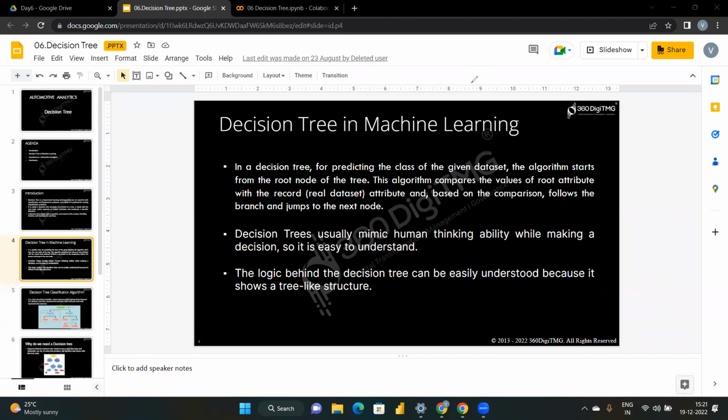However, decision trees in machine learning can become overly complex, so pruning of the tree structure is necessary. Okay. So is this decision tree supervised or unsupervised? Guys, it's supervised learning. We have known it.